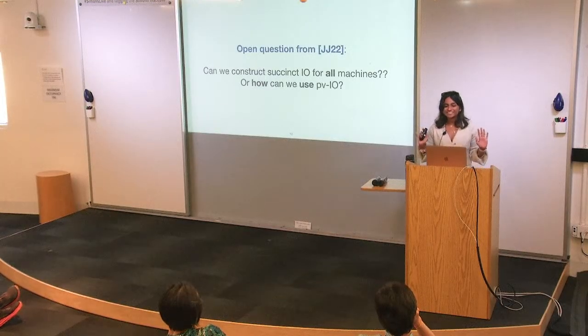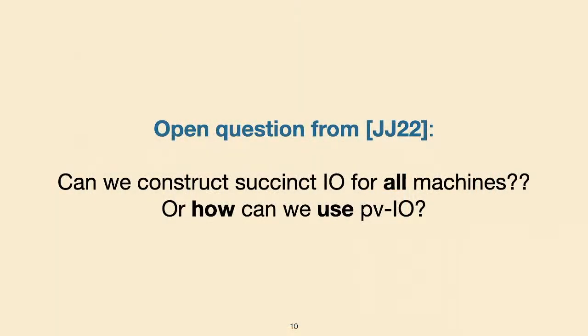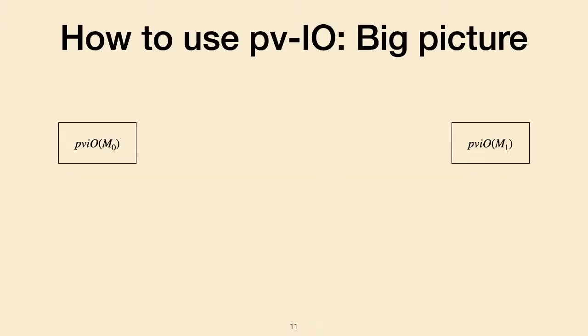Okay, so open question from the previous talks. Can we construct succinct IO for all machines? And also, what is PVIO good for? Okay? So this is the big picture, and this is the one slide I hope people will remember from today.